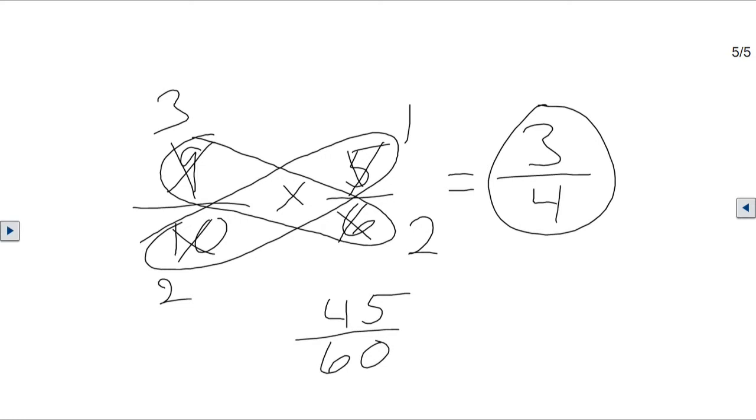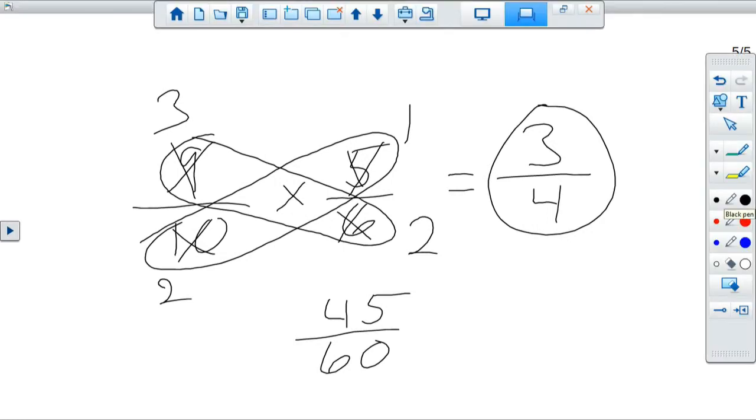Had I not done that, I'd end up with 45 over 60. To me, that's a little bit tougher. A lot of people can look at that and figure out that 15 is the greatest common factor, but if you can't, then you have to go through multiple steps. So if you keep the numbers smaller and reduce first, it makes it a little bit easier and saves you a little bit of time. So that is multiplying.